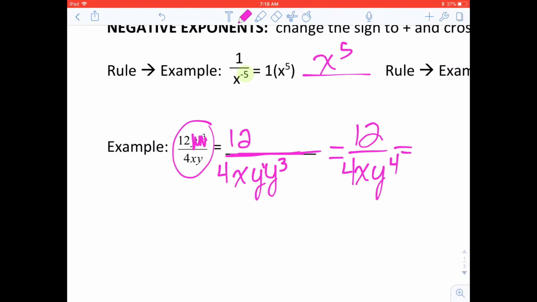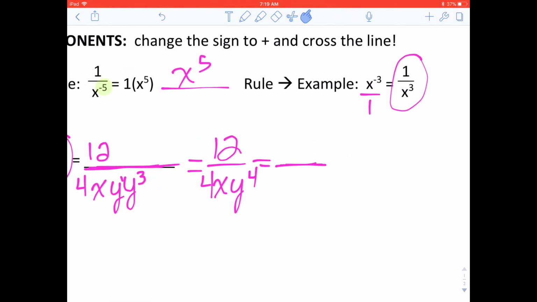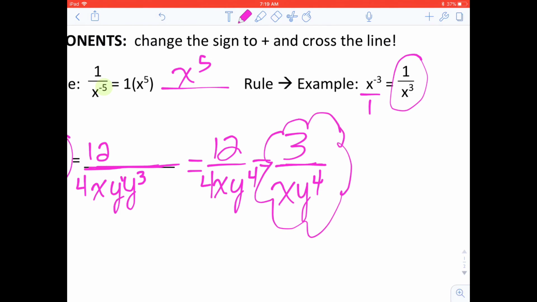Now, let's see if we can clean this up here. We can reduce 12 over 4. I'm going to draw our fraction bar. 12 divided by 4 is a whole number of 3. So 3 is going to go on top. And then we just leave x, y to the 4th on the bottom. So remember, if you have negative exponents, change the sign, cross the line.